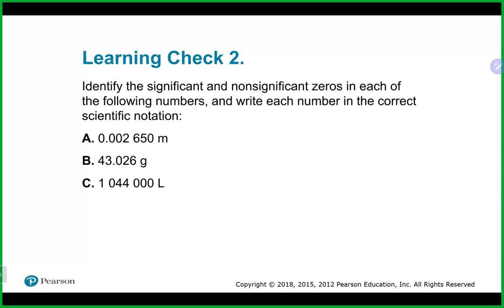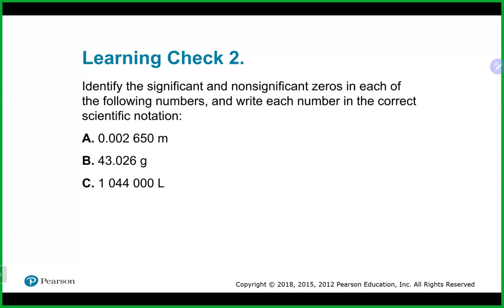All right, so take a second here. Identify the significant and non-significant zeros in each of the following numbers and write them in scientific notation properly. Okay, so let's take a look, see how you're doing. We'll start with the first one. Let's start with how many significant figures are there in that first one?